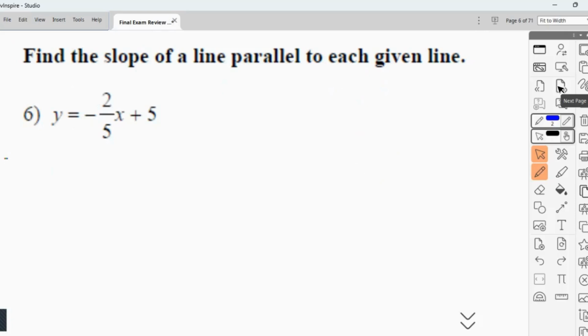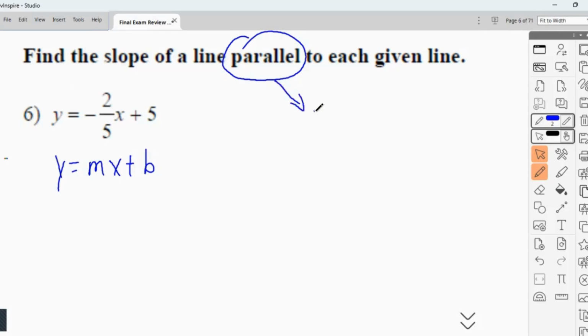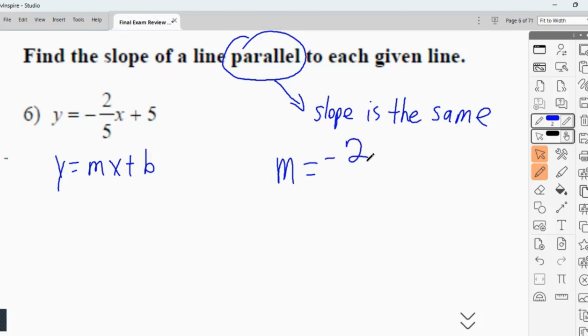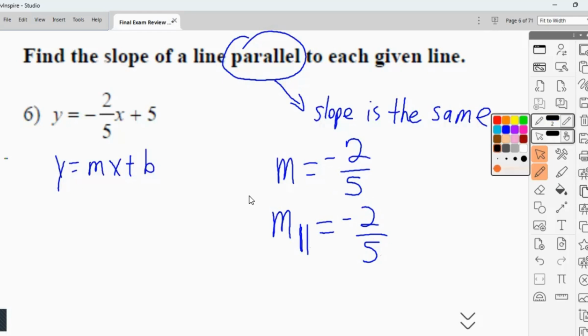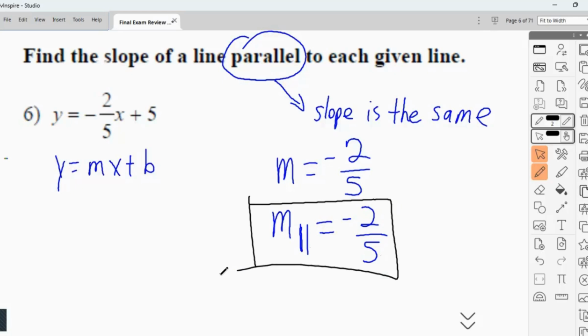Find the slope of a line parallel to each given line. In this case, once again, y equals mx plus b is what we're looking at. When it's parallel, the slope is the same. So the slope of this one is going to be equal to -2 over 5. So the slope of a parallel line, remember those 2 lines being parallel, is going to be equal to -2 over 5 as well. Done with number 6. Moving on to the next.